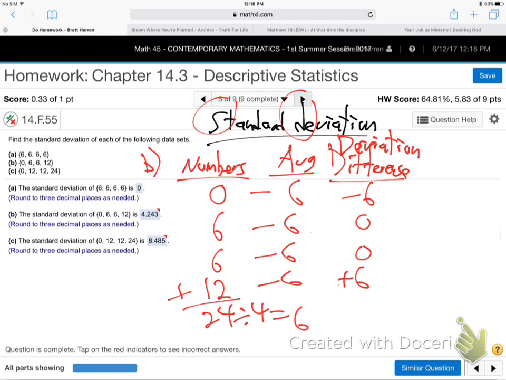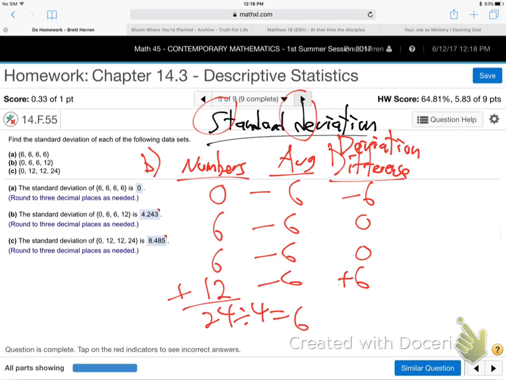We good so far? Making sense what I'm doing? I just found the middle of the data set, the average, just add them up and divide by 4 numbers, average is 6. So I subtract the average. Why? Because I'm finding out how far each of these numbers is from the middle, trying to get their spread. So the first number is back 6 from the middle, because the middle is 6. The two 6s are right on the middle, so there's 0 from the middle. The 12 is +6 from the middle. Okay, so those are the deviations. Those are how far they are from the middle.